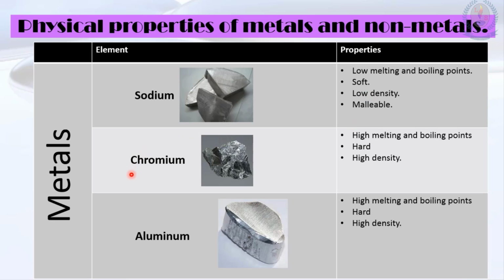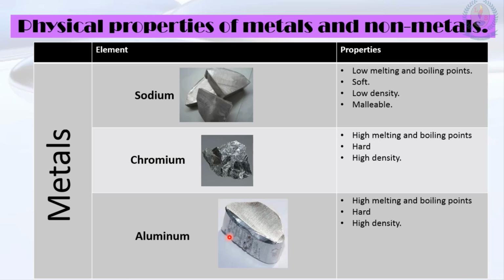The second metal is chromium. This is an image of chromium metal. What are the special properties of chromium metal? It also has high melting and boiling points, and it is very hard. We can't even think of cutting it. And it has a high density.